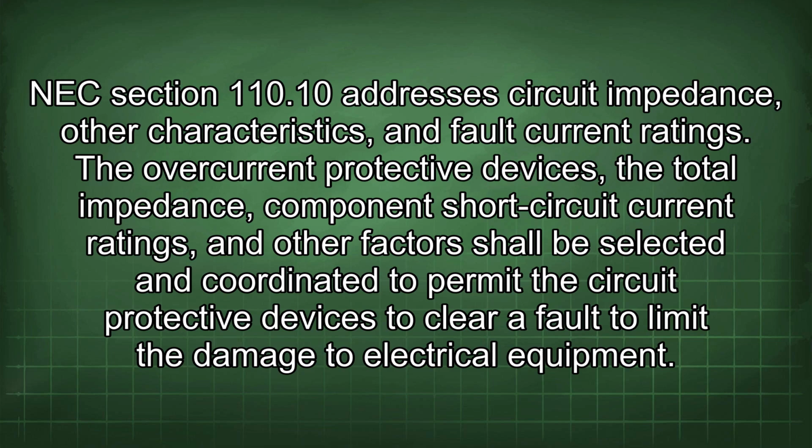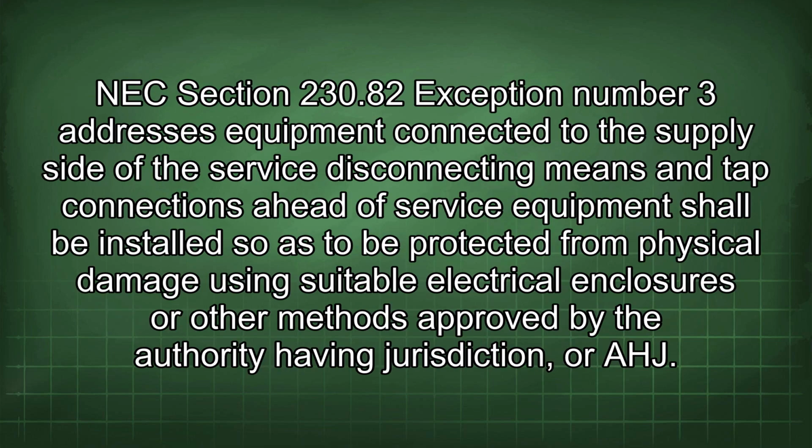The overcurrent protective devices, the total impedance, component short circuit current ratings, and other factors shall be selected and coordinated to permit the circuit protective devices to clear a fault to limit the damage to electrical equipment. NEC Section 230.82 Exception Number 3 addresses equipment connected to the supply side of the service disconnecting means and tap connections ahead of service equipment, which shall be installed so as to be protected from physical damage using suitable electrical enclosures or other methods approved by the authority having jurisdiction.